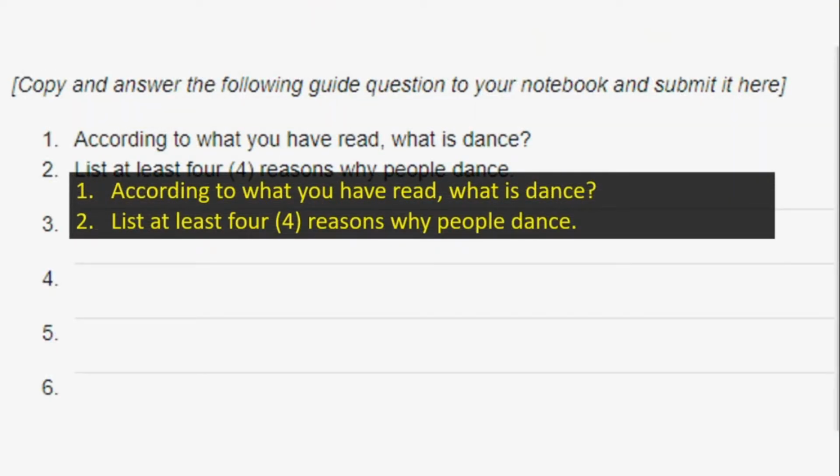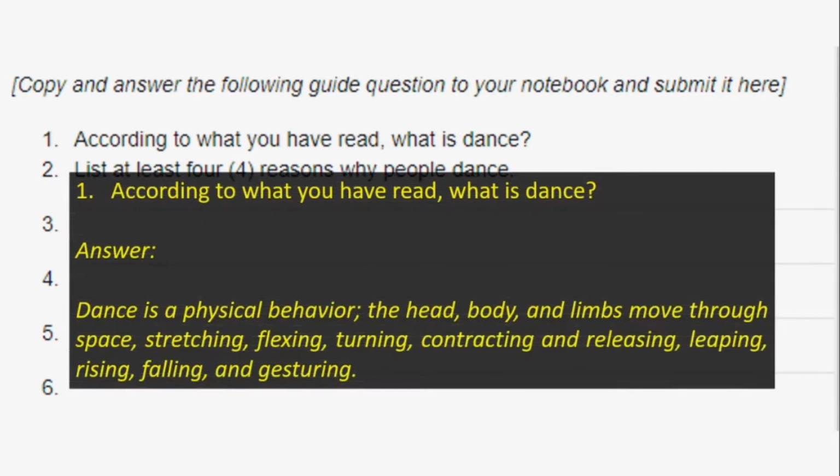Number 1. According to what you have read, what is dance? And number 2. You were asked to list at least 4 reasons why people dance. The answers to these questions can be found in what you have read. Number 1. Answer. Dance is a physical behavior. The head, body, and limbs move through space, stretching, flexing, turning, contracting and releasing, leaping, rising, falling, and gesturing.